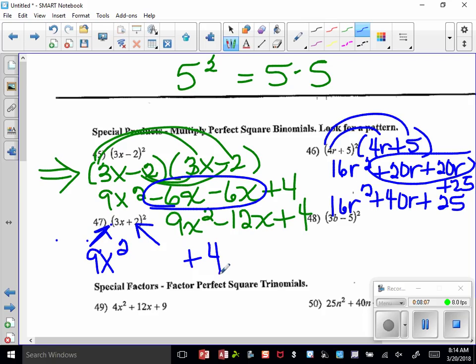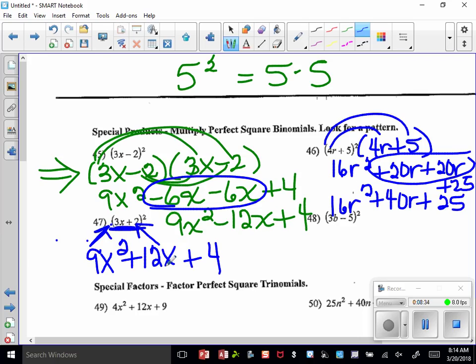Now, how do I get the middle term? You multiply these two together and then double it. What's 3 times 2? 6. Double that, you get what? So there's your 12x. Now that's the shortcut way. But you've got to be able to use it correctly. If not, FOIL it out like I did problems 45 and 46 and do it the long way.